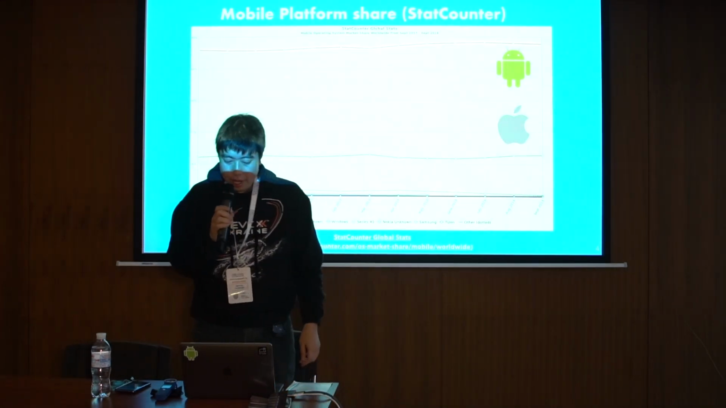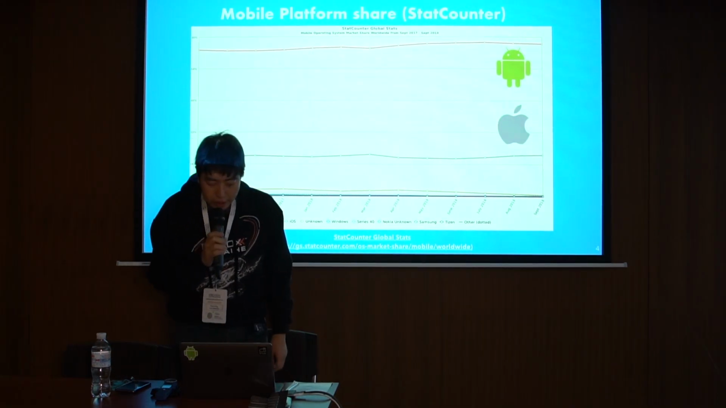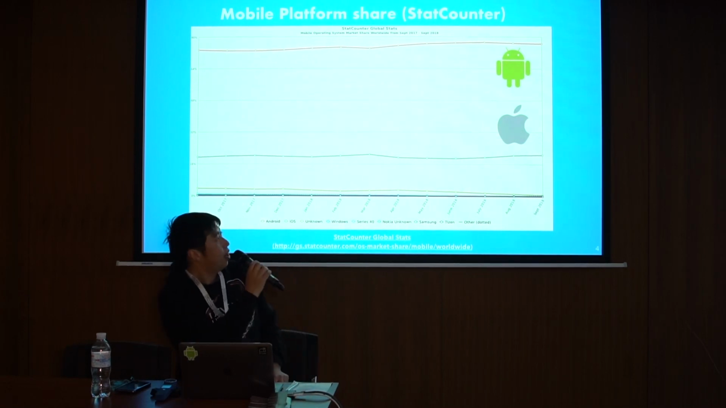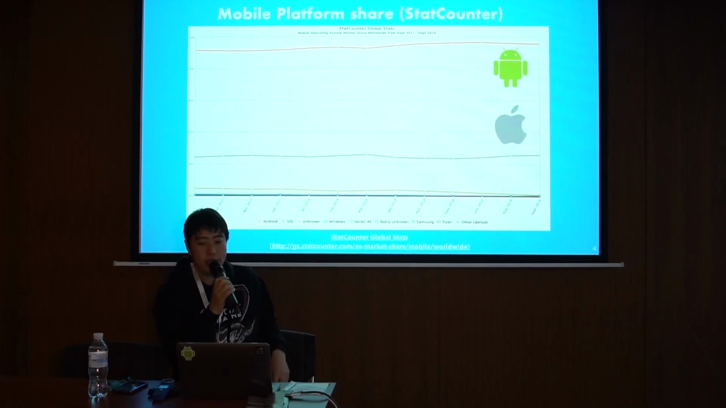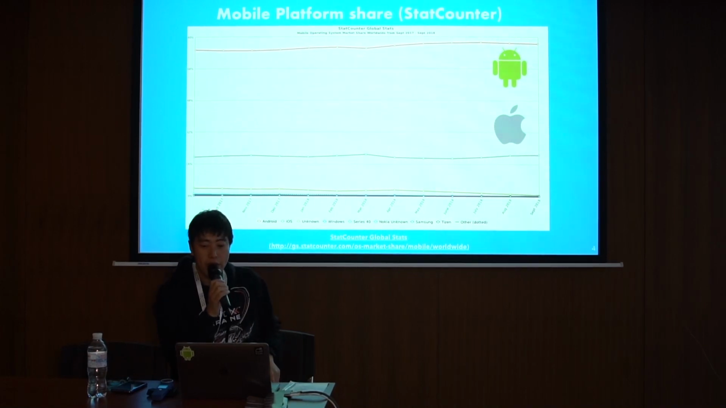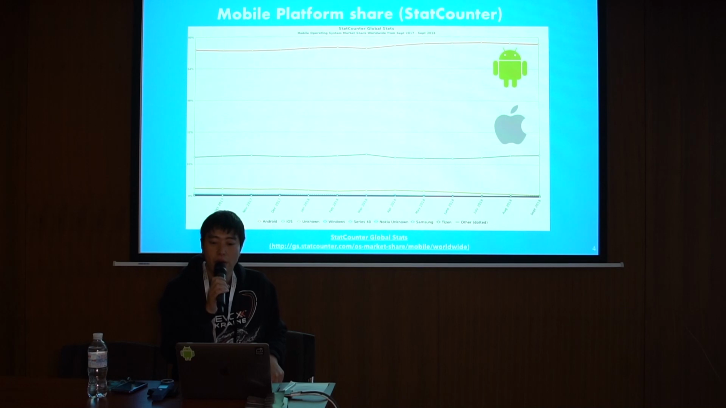This is mobile platform share transitions on StatCounter. Please look at two lines. The red line is Android. The gray line is iOS. Android and iOS are the two major platform leaders on mobile.